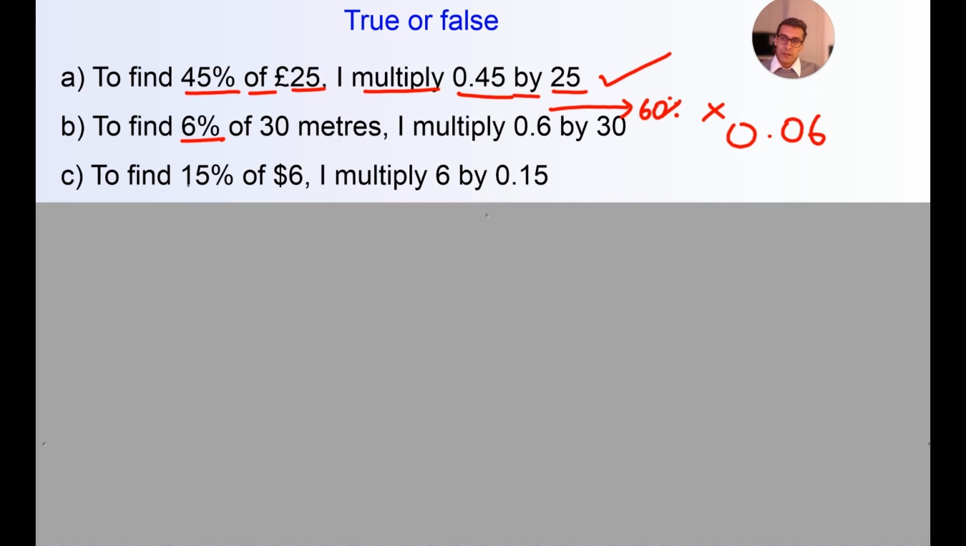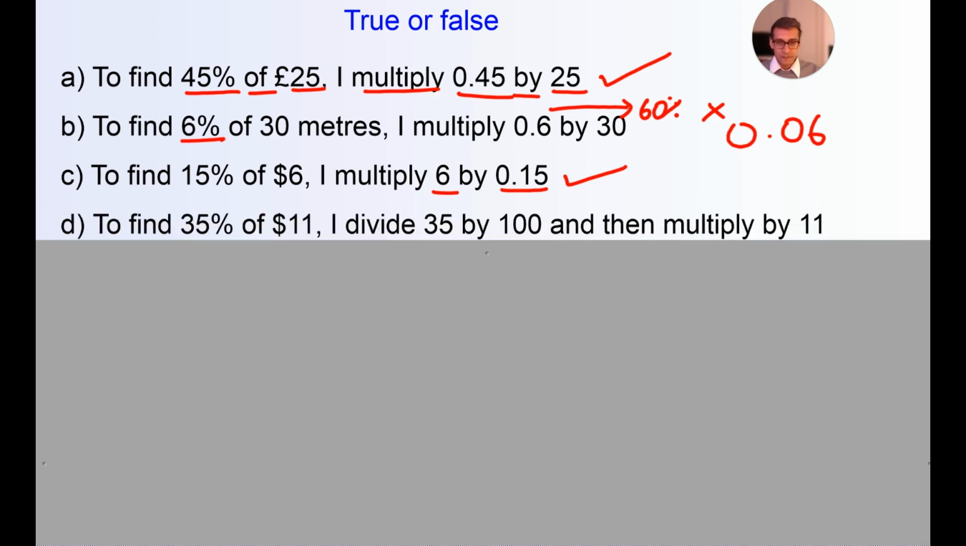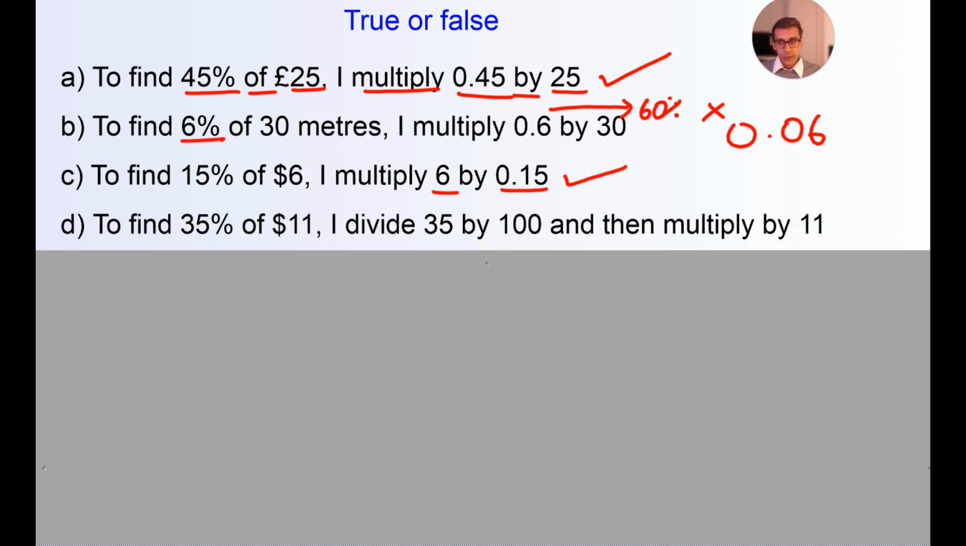Okay, so 15% is 0.15 and we are multiplying it by 6. This is just the commutative law. You can multiply in any order. So yeah, this is true. True or false, question D.